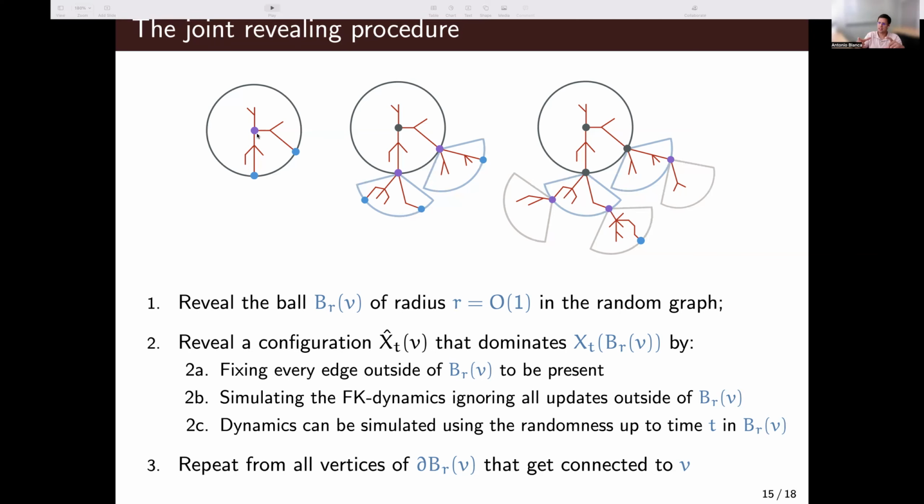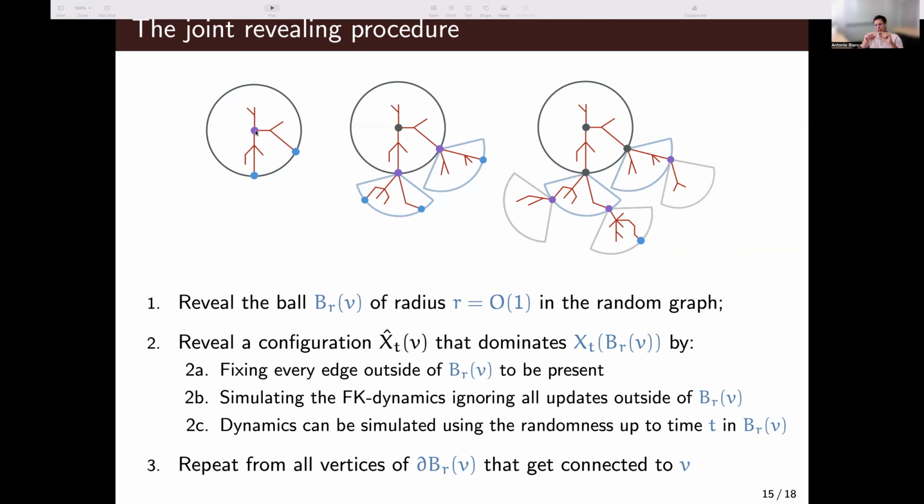It gives you the most connectivity inside, and then we'll run the FK dynamics just inside this ball up to time t, using the randomness up to time t that affects this ball. I mean, you want to look at the edges that are inside this ball, and we look at the random numbers corresponding to those times. And with these, we can generate a configuration inside this ball that by monotonicity we know sits above the configuration of the chain. Okay, this is the first step of the revealing process.